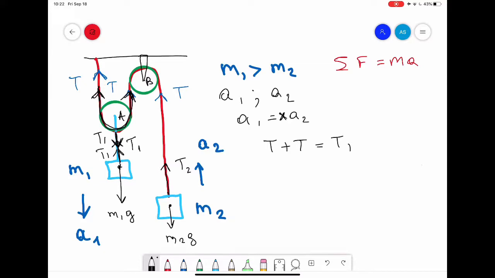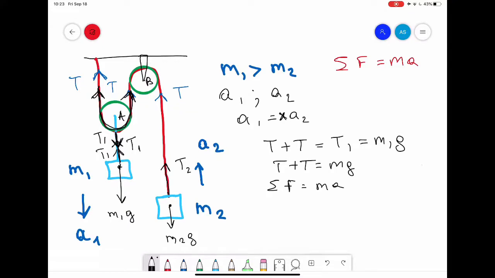Now T1 is equal to what? T1 is equal to M1G, right? So we can say that T plus T is equal to mg. Now if we want to include that it's not stationary, it's moving downwards with an acceleration, then we have the formula where the sum of the forces is equal to ma.